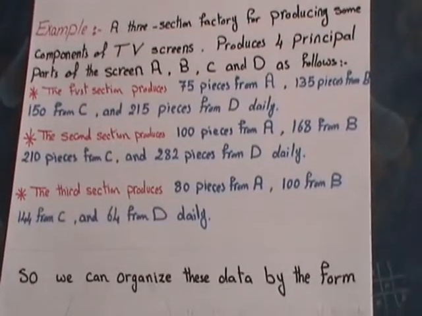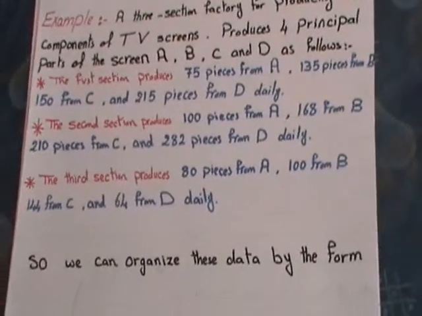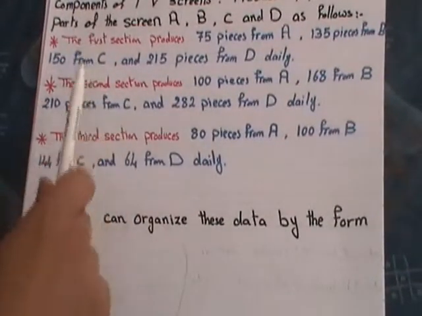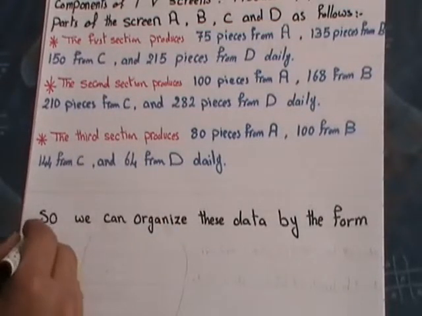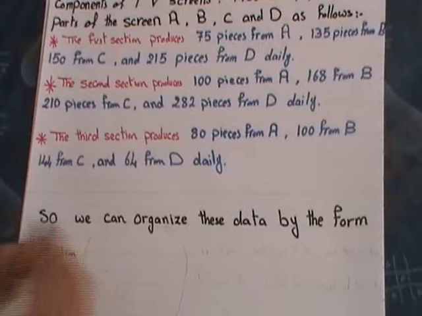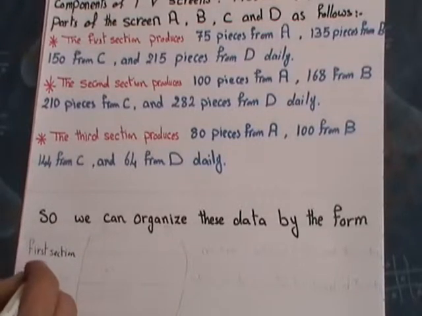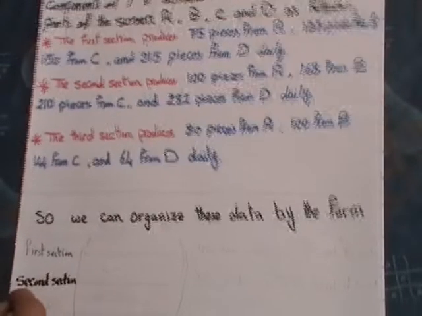We use the concept of matrix to organize these data in the following form. We have three sections: the first, the second, the third. We said that the matrix consists of rows and columns. For example, we start with rows. Each row represents a section. This is the first row, representing the first section, and the second row represents the second section, and also the third.